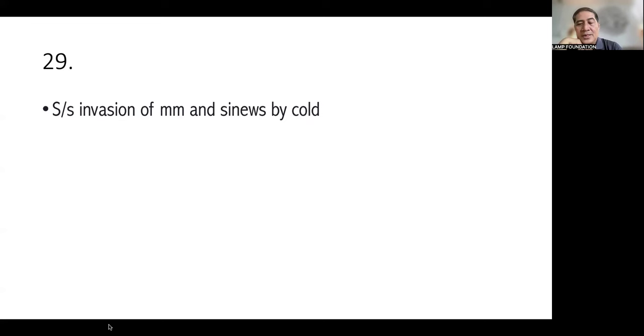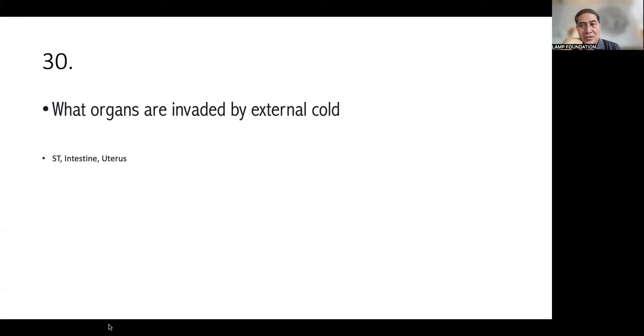What are the signs and symptoms of cold invasion of the muscles and sinews? Local pain. Did you know that the pain due to cold is very painful? And stiff. So, number 30, what organs are invaded by external cold? The stomach, intestine, and the uterus. Very good.